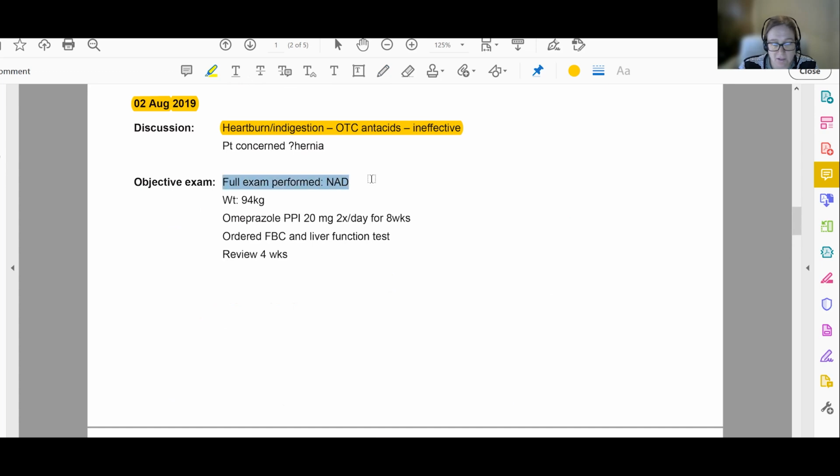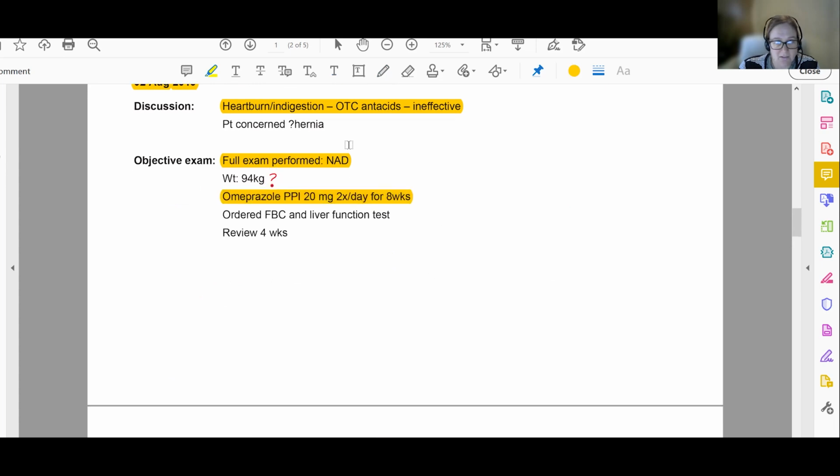You might say that you didn't notice anything. You might mention his current weight. I think the most important thing to mention is that he lost weight and quite quickly. And yeah, I would mention the treatment that you did.